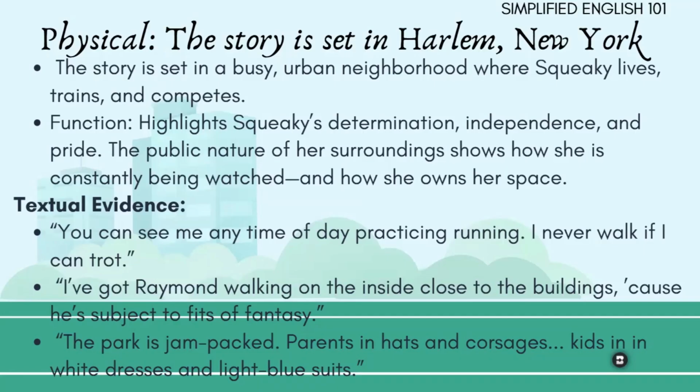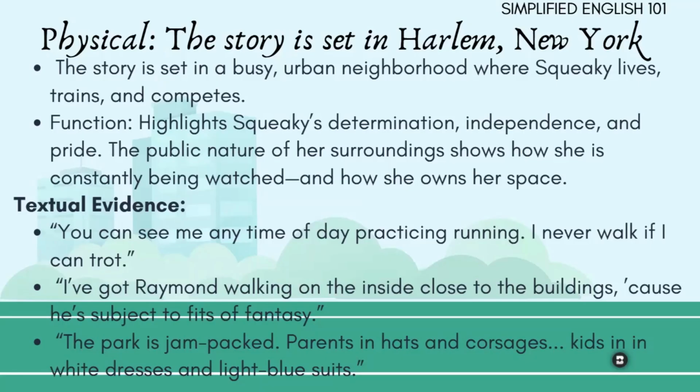We also learn that she's alert and protective. She says, "I've got Raymond walking on the inside close to the buildings because he's subject to fits of fancy." That small detail tells us she's constantly managing the physical dangers of her environment while also taking care of her brother. Later in the story, the setting shifts to a city park for the May Day race.